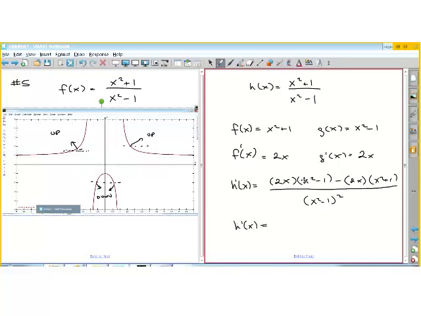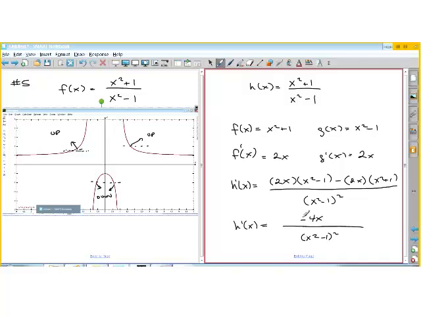Now what's going to happen is you're going to have 2x cubed and minus 2x cubed. So those drop out. Then you're going to have minus 2x and minus 2x. So the numerator becomes negative 4x. Negative 2x minus 2x is negative 4x. And then we end up with that in the denominator. So that's the first derivative.